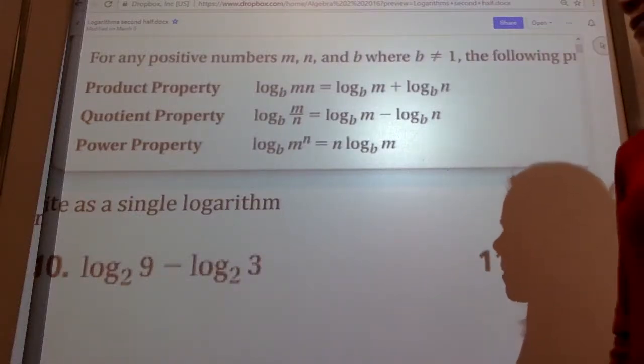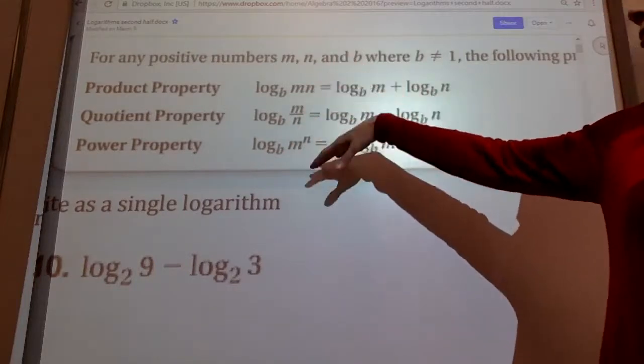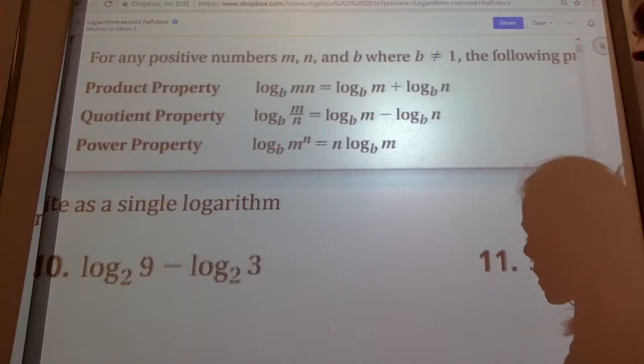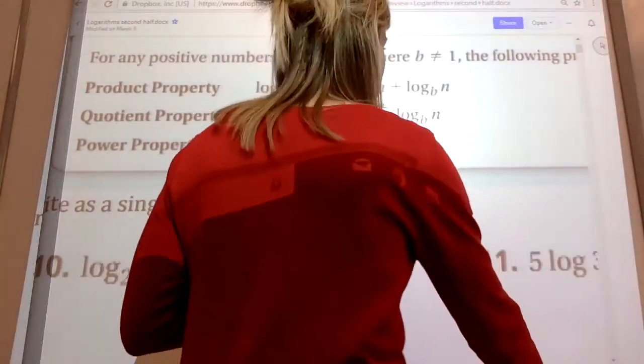Three more properties today. Actually four, we'll get there. But the first three I'm going to look at are the product property, quotient property, and the power property. And I just want to go over each one quick before we do some examples.